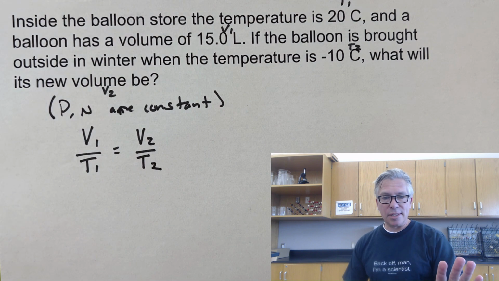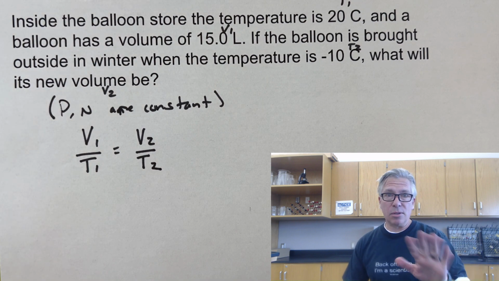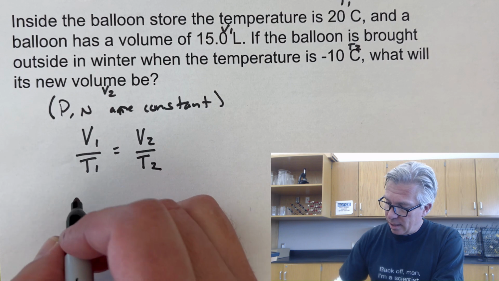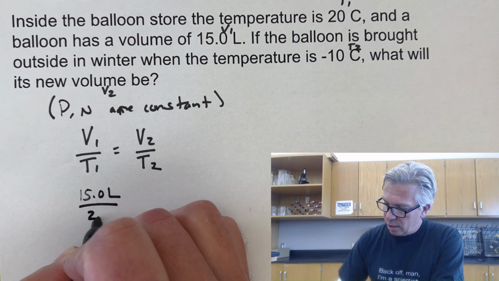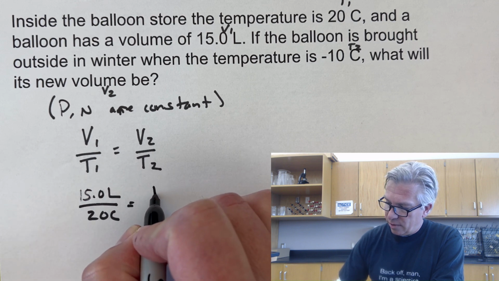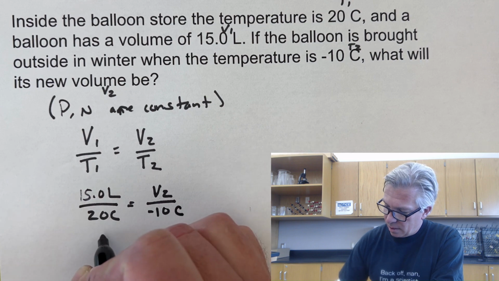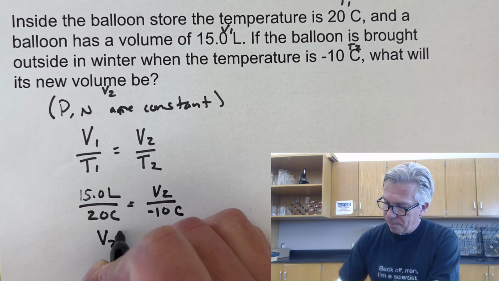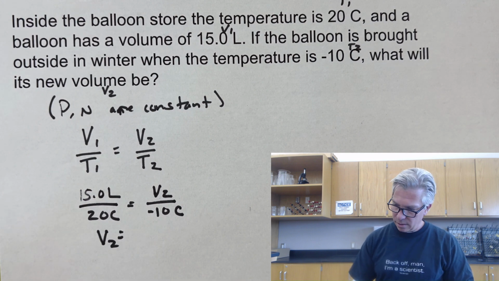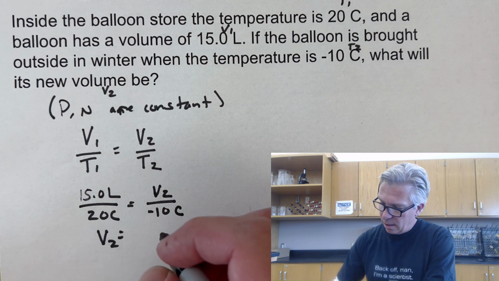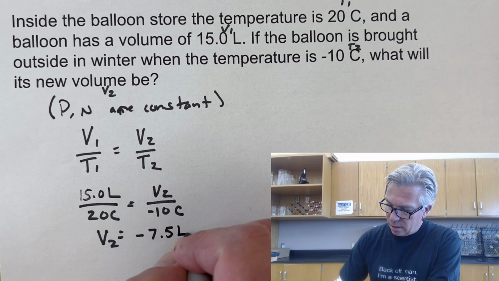Now, pause for a second. If you're writing this down, great. Thank you for doing that. But pause for a second because I got to show you something. Don't write anything down. If I just go ahead and plug this in, the volume is 15 at 20 degrees Celsius, and we're trying to find the new volume at minus 10 degrees Celsius. V2 is going to be, and forgive me, I haven't calculated this out already. All right, it'll be a negative 7.5 liters.